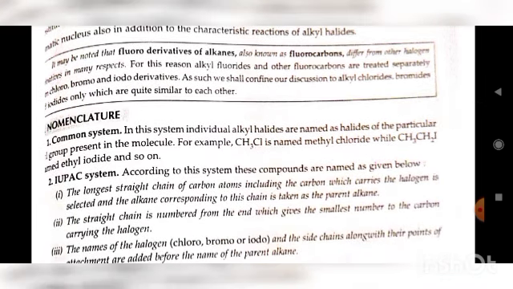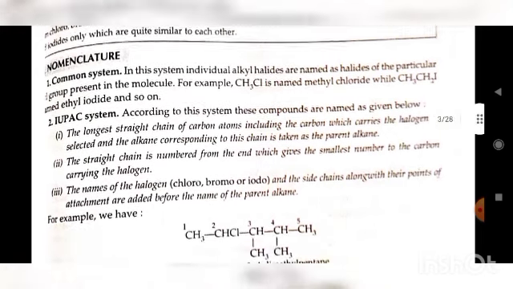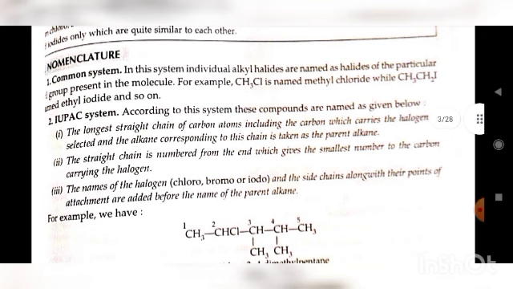In this system, individual alkyl halides are named as halides of the particular group present in the molecule. For example, CH3Cl is named methyl chloride, while CH3CH2I is named ethyl iodide, and so on. IUPAC system. According to this system, these compounds are named as given below. The longest straight chain of carbon atoms, including the carbon which carries the halogen, is selected, and the alkane corresponding to this chain is taken as the parent alkane.